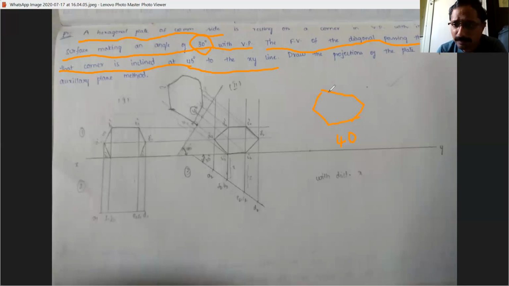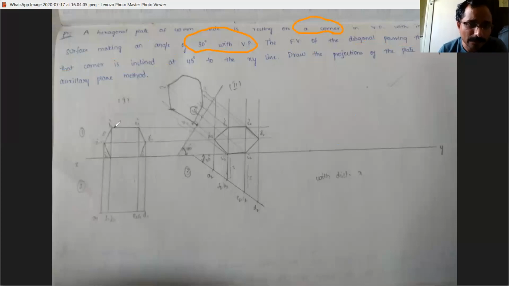Initially the angle with respect to the vertical plane is given. Replace this angle by 0 degrees with respect to the vertical plane, and I am proceeding with the solution with respect to one corner. Whenever you place the surface parallel to the vertical plane, in the front view we have the true shape of the hexagon.